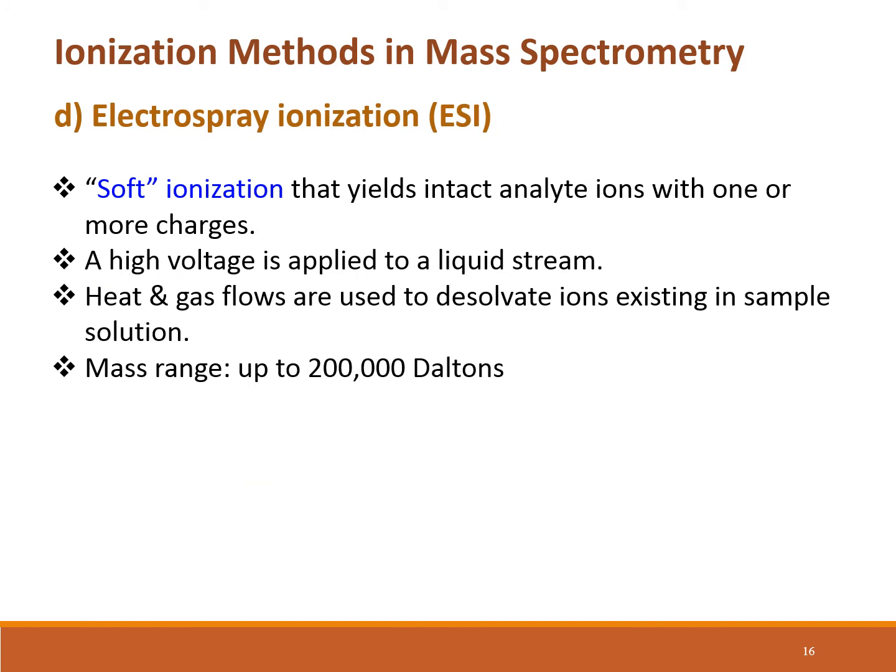Electrospray ionization is a soft ionization that yields intact analyte ions with one or more charges. A high voltage is applied to a liquid stream. Heat and gas flow are used to desolvate ions existing in sample solutions. The mass range is very high, up to 200,000 daltons.